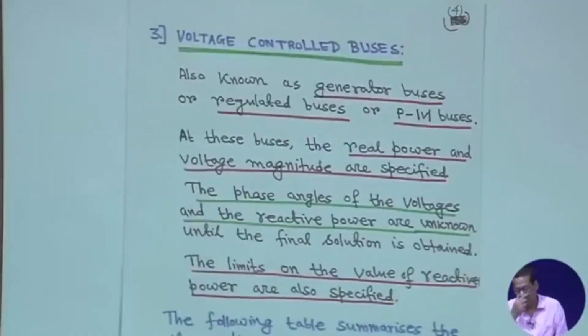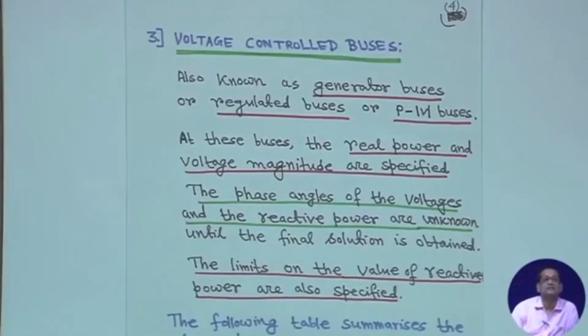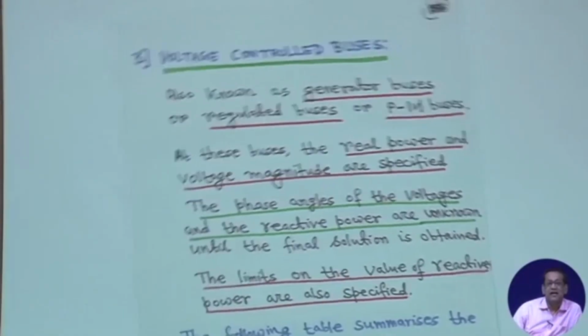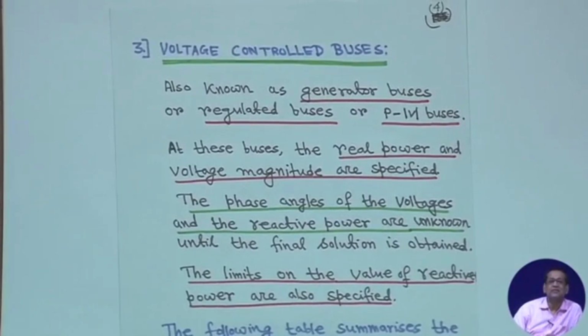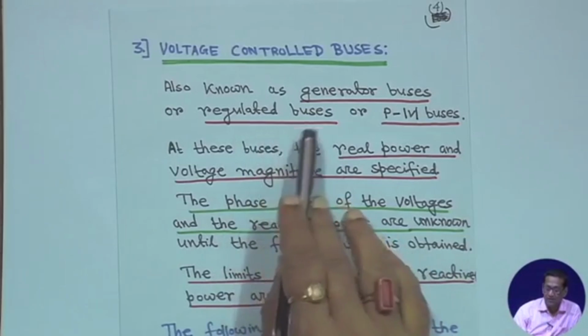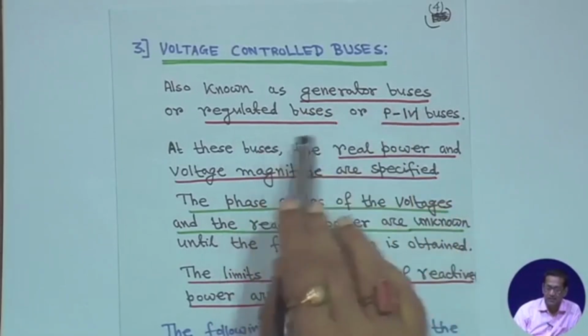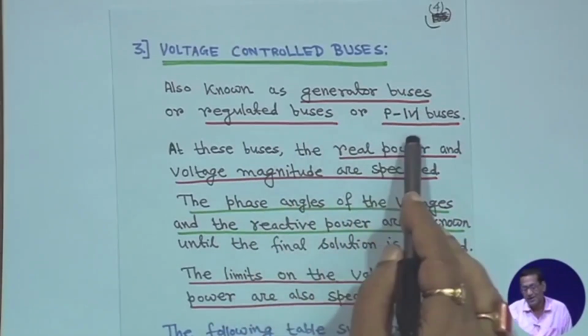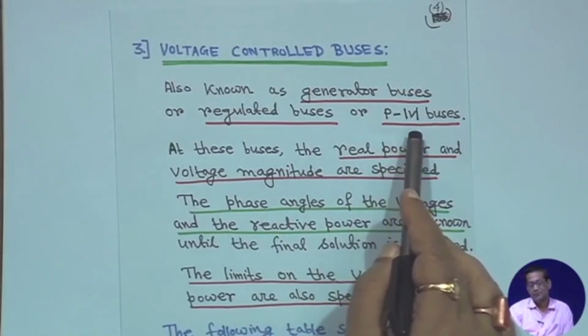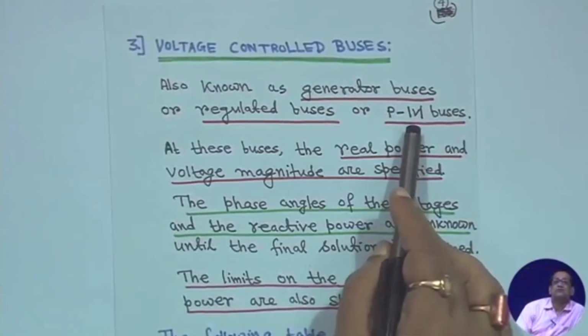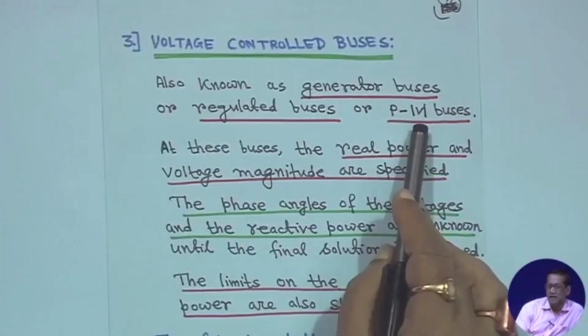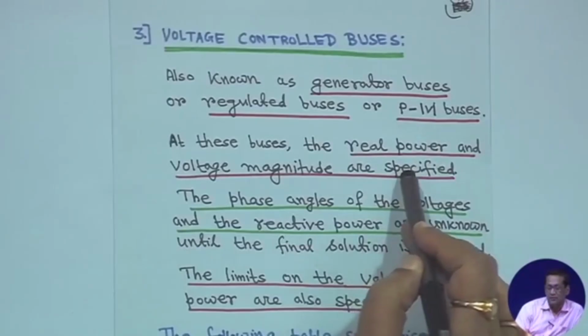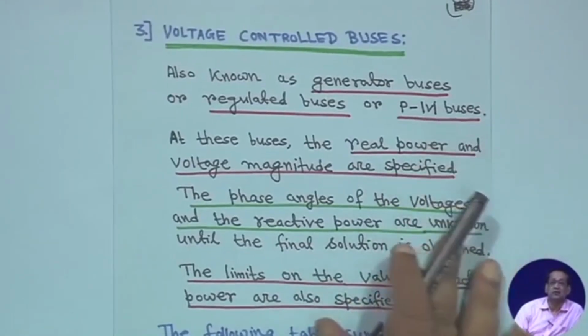bus. Then another bus is called voltage control bus or PV bus. Here the real power P is known, and the voltage magnitude is known. That is why this is sometimes called generator buses or regulator buses or simply PV buses. P and voltage magnitude V are known for this bus. Then what is unknown? Q is unknown, and the voltage angle is unknown.